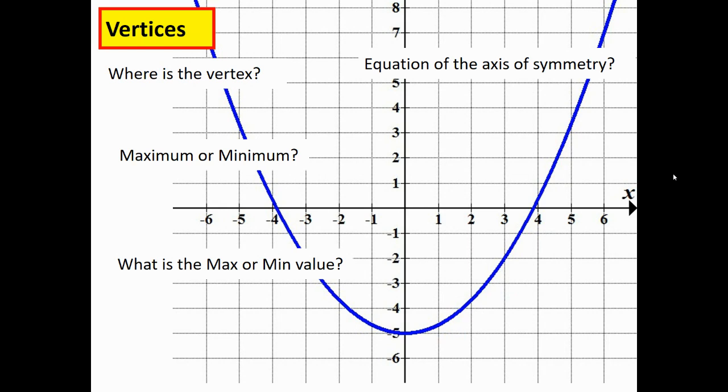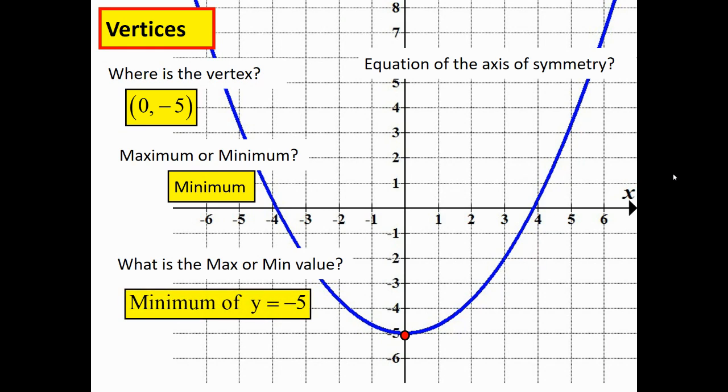All right, where's the vertex? Ooh, this one's good. (0, -5). It just went straight down. Minimum value this time. And the minimum value is at -5. Right? And what is the equation of axis of symmetry? x equals 0. x equals 0.